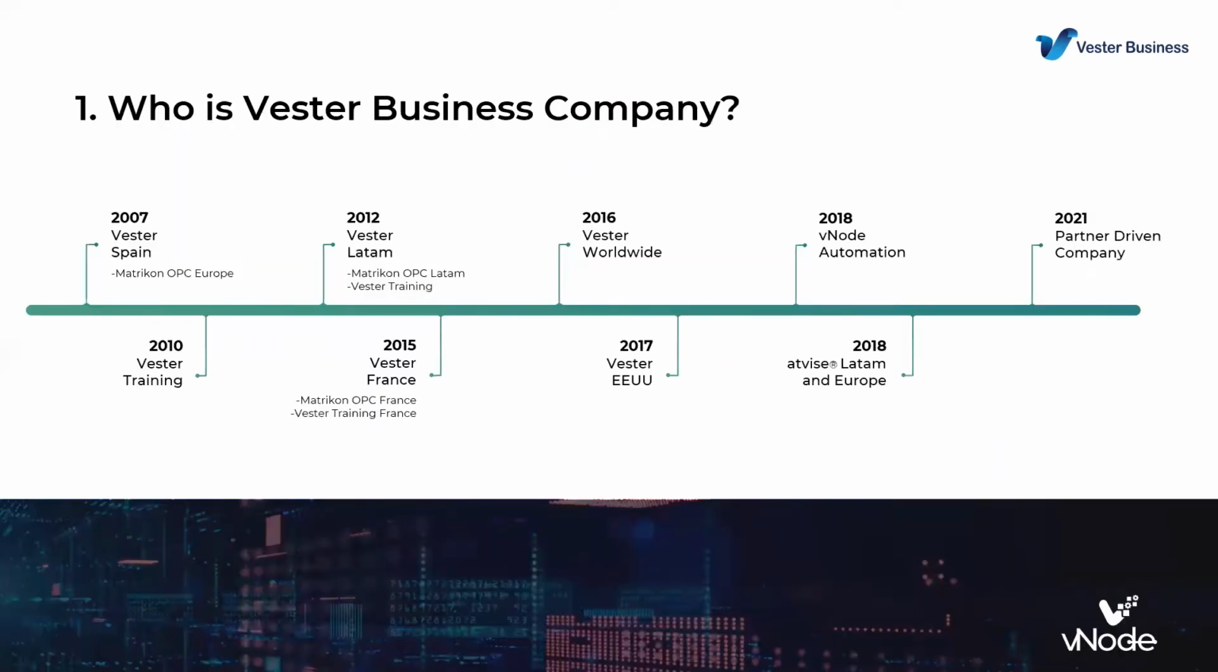I'm going to start with who the Vector Business company is. Vector Business is a company with more than 16 years of experience working in the automation field, providing industrial software solutions for connectivity, visualization, IoT solutions, and workshop trainings in different technologies. Our main offices are located in Spain, France, Costa Rica, and the United States. Vector Business is right now the vendor of vNode Automation software, which is the IIoT solutions line in the company, with a large install base around the world.